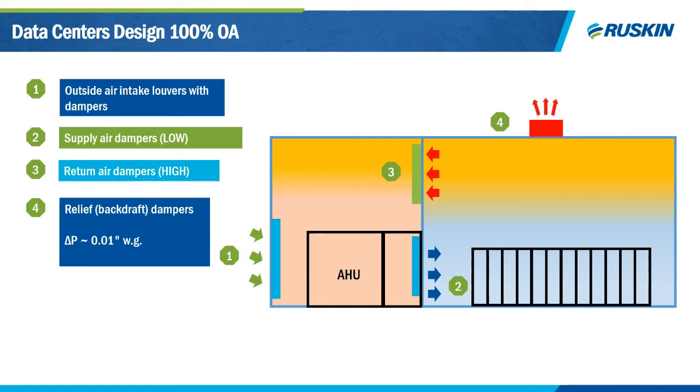So that's really kind of an example. We kind of touched base on 100% outside air. It really is a good strategy to use. We encourage you to use it. It gives you an opportunity to reduce your energy usage. And if you have a data center, we can definitely help with that. Call Ruskin, call our local rep, and we can help you with this.